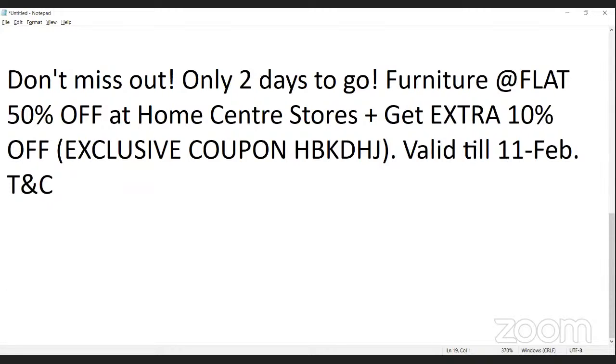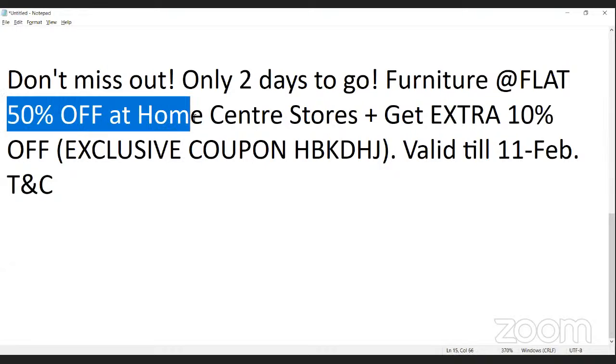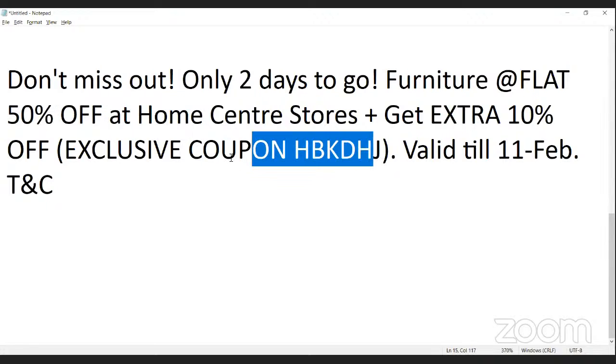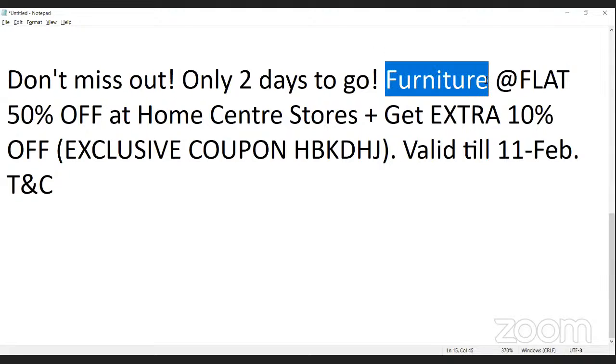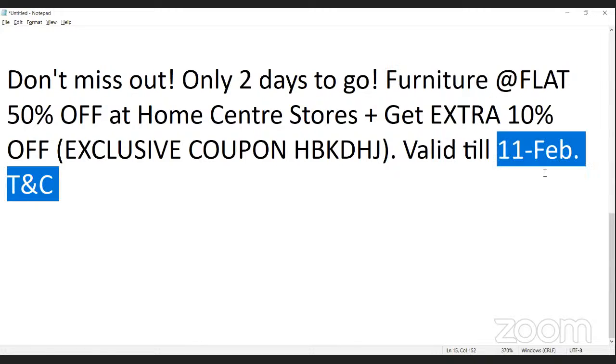Okay. So, when you are reading, how do you capture the gist from this? You have an offer. The offer is what? 50% off at home center stores. Okay, and 10% off. So these two offers are available. Yes or no? So when you use this coupon code, you're getting 10% off and also 50% off at home center stores, right? Who is giving it, on what? On some furniture, and it is valid till 11th February.